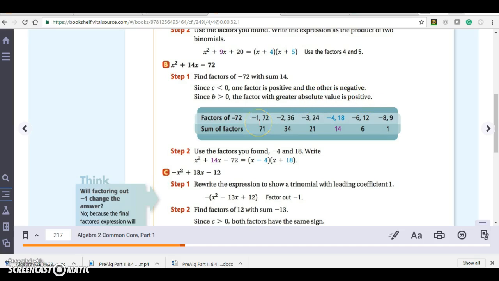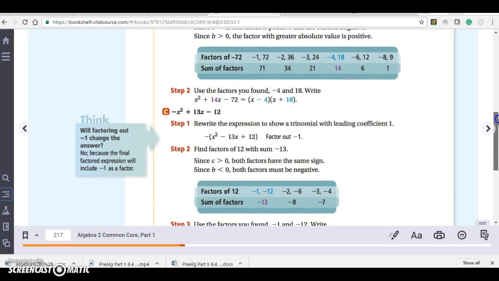So the first one, negative 1 and 72. When I add those, I get 71, not 14. Negative 2 and 36, I get 34. Negative 3 and 24, I get 21. Negative 4 and 18, I can stop there, I get 14. So I can take these two, negative 4 and 18, and I can rewrite it as x minus 4 and x plus 18.